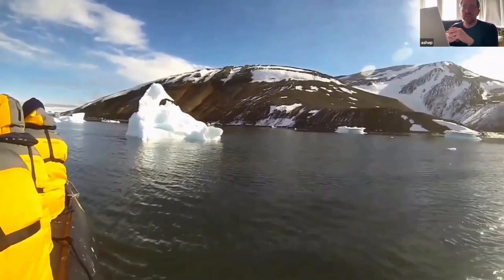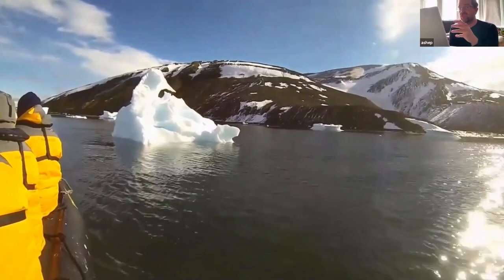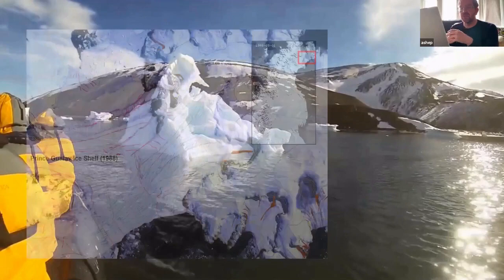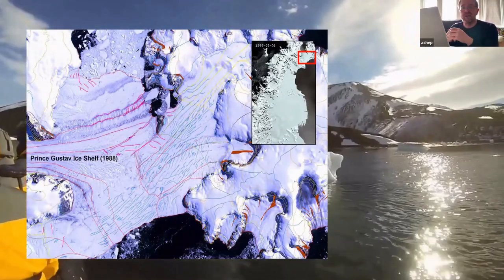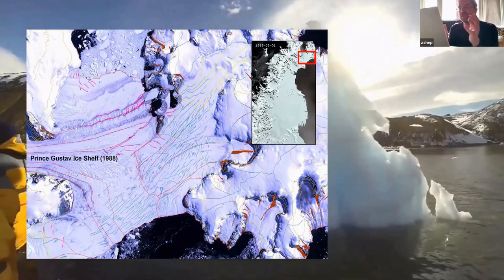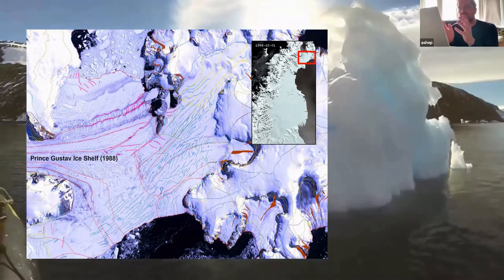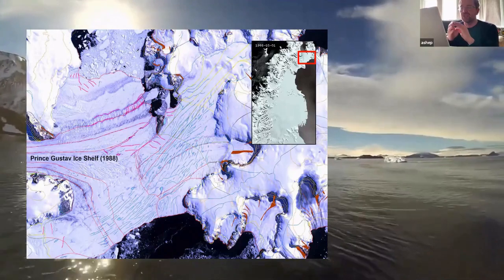This is Prince Gustav Channel at the Antarctic Peninsula. And you can sail through Prince Gustav Channel now because the ice shelf that was previously occupying it, Prince Gustav Ice Shelf, collapsed around that time, between 1985 and 1990. It disintegrated and it's no longer there. So you can sail between the mainland Antarctic Peninsula and Ross Island here on the right through this channel.